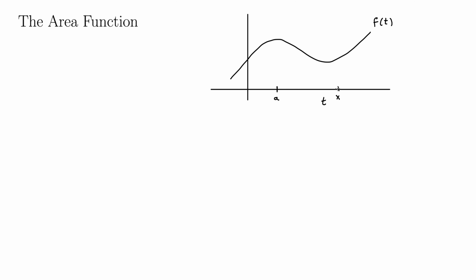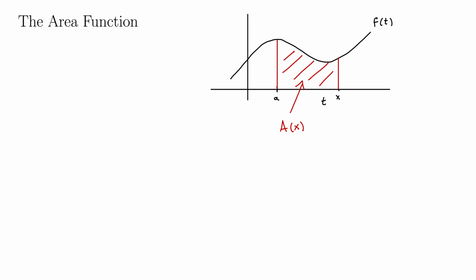Our variable is going to be the second point, and this thing is going to move back and forth along the t-axis here. So t is our variable down here on the axis, but x moves back and forth to tell our area function where to stop. And then the area function tells us the area between a and x. So it gives us that area under the curve between a and x, and then we can slide x around, whereas t stays fixed.